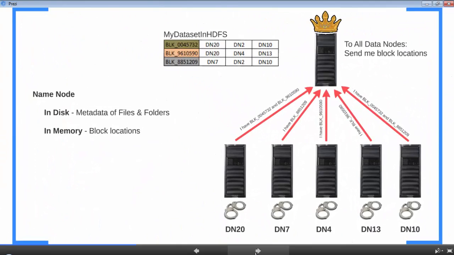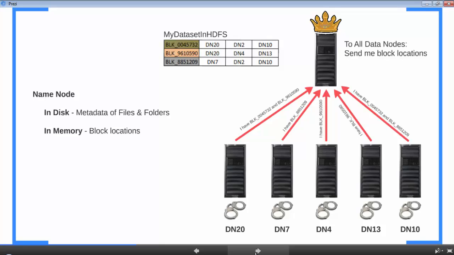Name node persists all the metadata information about the files and folders on hard disk, except for the block locations. So, a very good interview question here. Given the block locations are vital for a functioning HDFS, why is the name node not persisting that information? Any guesses? Because data nodes have that information. Remember, each data node knows the list of blocks it is responsible for. What it doesn't know is that block X belongs to file ABC.